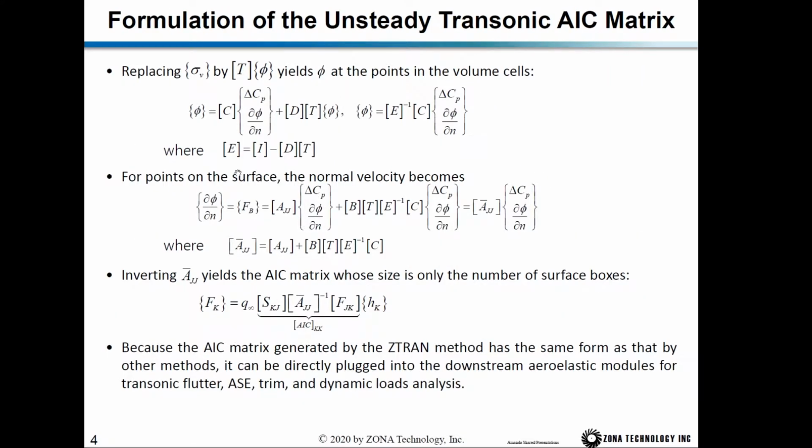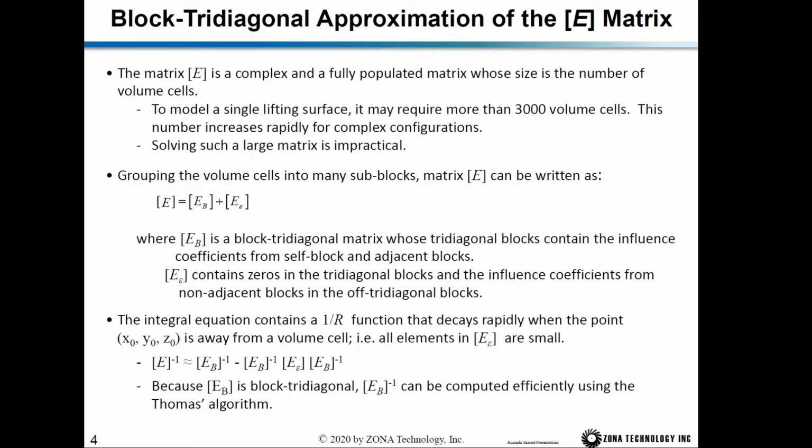However, if you look at the size of E, the size of E is the number of volume cells. The matrix E is a complex and fully populated matrix whose size is the number of volume cells. To model a single lifting surface, it may require more than 3,000 volume cells. This number increases rapidly for complex configurations. So solving such a large, complex, and fully populated matrix is impractical.